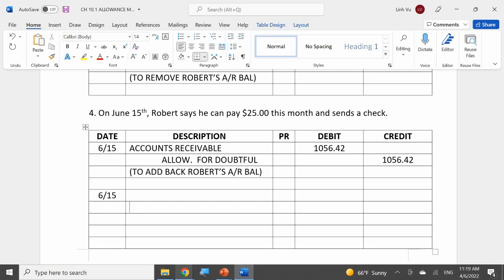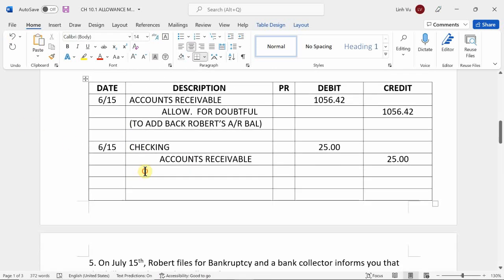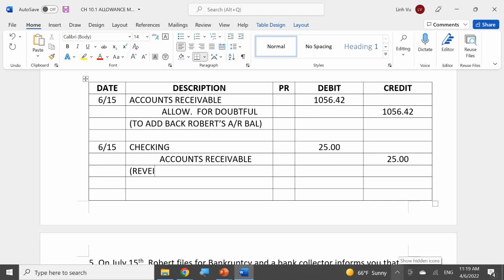Accounts receivable is going to be second. What should be the first thing I should recognize? The check. Yes. I received money. That should be the first thing that you're going to recognize, and it's $25. And then right here, received Robert's payment.